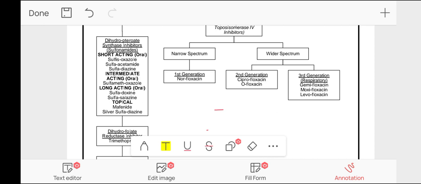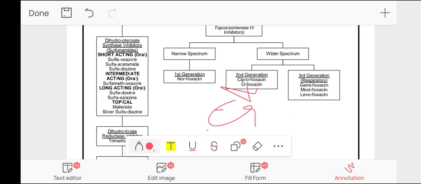Ciprofloxacin and ofloxacin, second generation, are important as alternatives to ceftriaxone and cefixime in gonorrhea. Ceftriaxone and cefixime are cephalosporins, specifically third generation cephalosporins. Ofloxacin is also active against Chlamydia trachomatis.